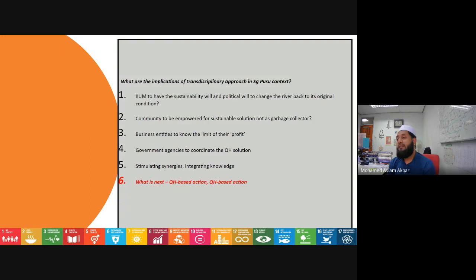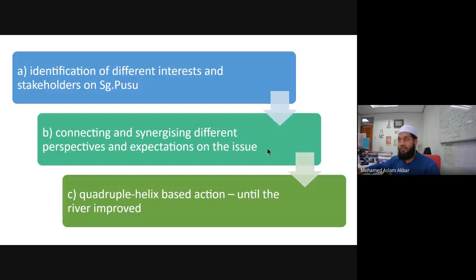QH solution is a quadruple helix. Stimulating synergies, integrating knowledge. So now, what is next? Quadruple helix based action. So this is what we actually need to understand. This is what should be our approach. Identification of different interests and stakeholders on Sungai Pusu. We need to know who is actually living in Sungai Pusu. Is there someone controlling Sungai Pusu?